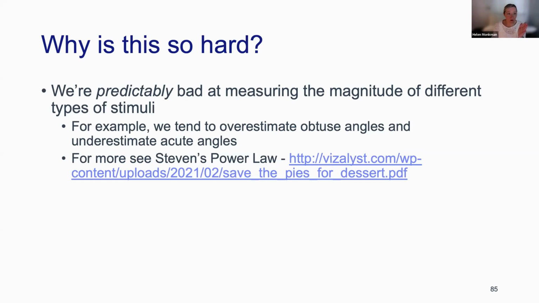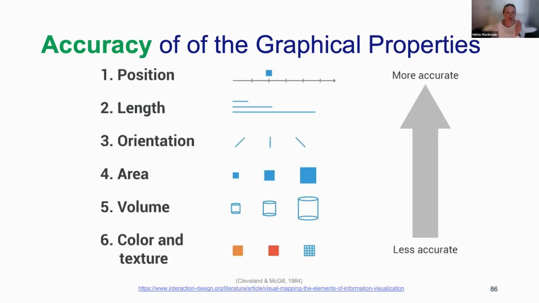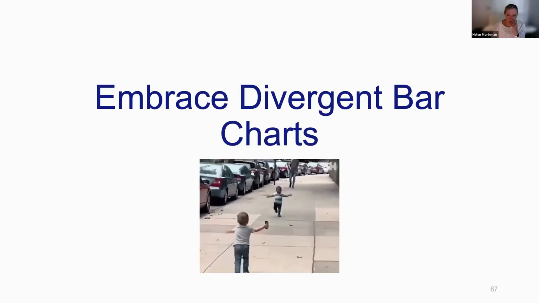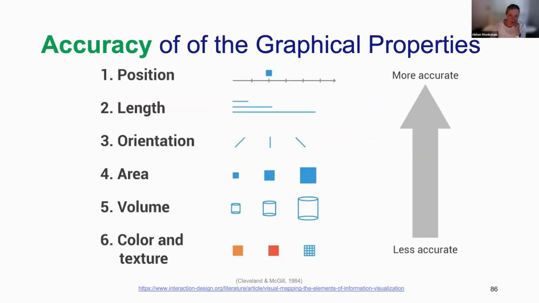Let's use things that we are good at, which is line comparison. We're very good at that. So, accuracy of graphical properties. These are different ways that we're good. We're good at knowing the position. We're good at seeing differences in length. We're good at the orientation of things and the area, but we get less good. So we're more accurate up here. So that's why bar charts, I know they're boring. And I know there are so many options out now, but they're boring, but they're also very effective.